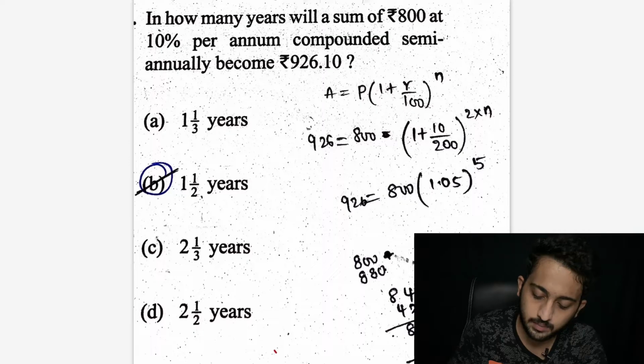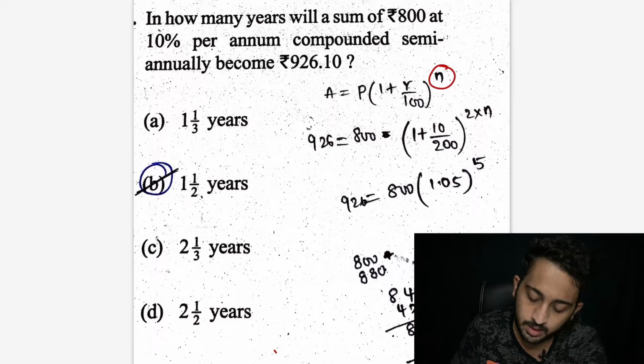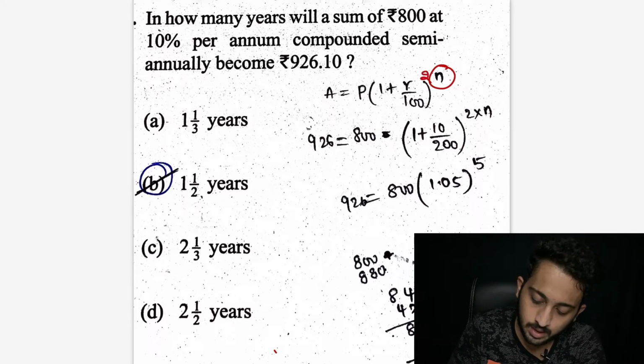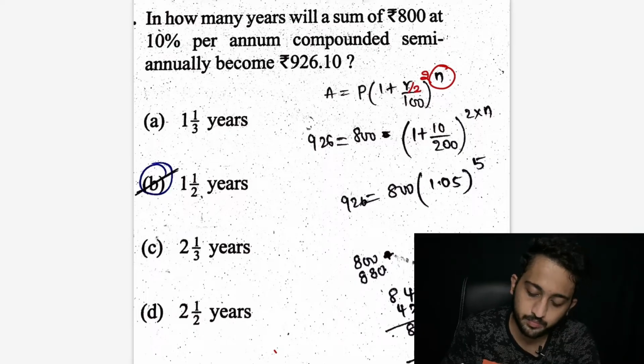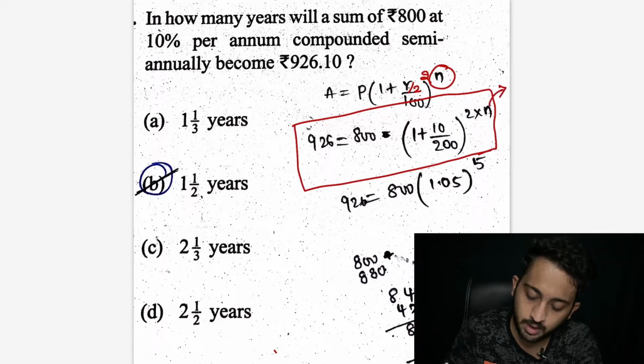Here as you can see, in the compound interest, we have to find this n value. But this case is not for annually. Here they are asking semi-annually. So we have to multiply it with 2 and divide the rate of interest by 2. So this is the ultimate equation we'll get after substituting the value. And we have to find this n value.